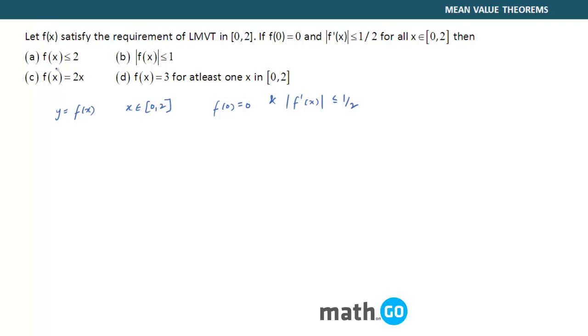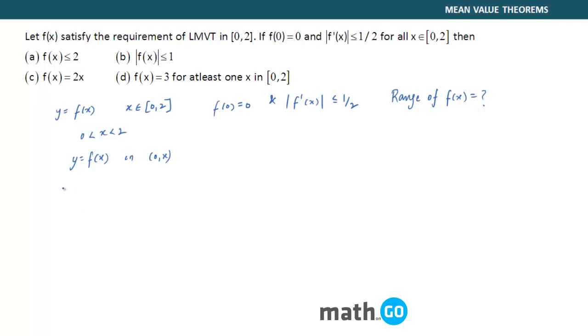Now if you compare the answers, you are asked to find the range of f(x). This is your target. So how do you do this? Let's see. I take x lying between 0 and 2. This I know. And I start applying LMVT for y = f(x) in [0, x], let's say.